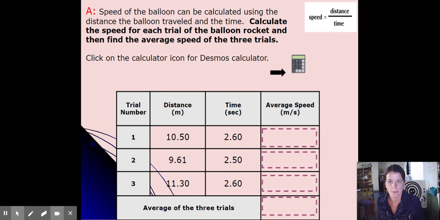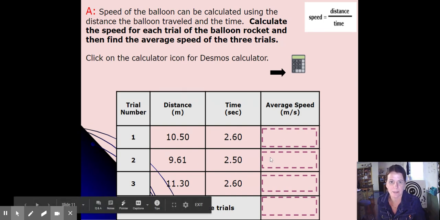So for the activity, we're going to calculate the speed of the balloon. To calculate the speed of the balloon, we have to divide distance by time. So the speed of the balloon can be calculated using the distance the balloon traveled and the time. Calculate the speed for each trial of the balloon rocket and then find the average speed of the 3 trials.